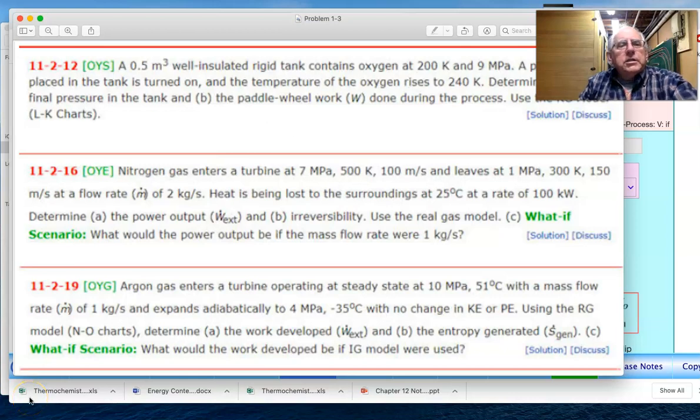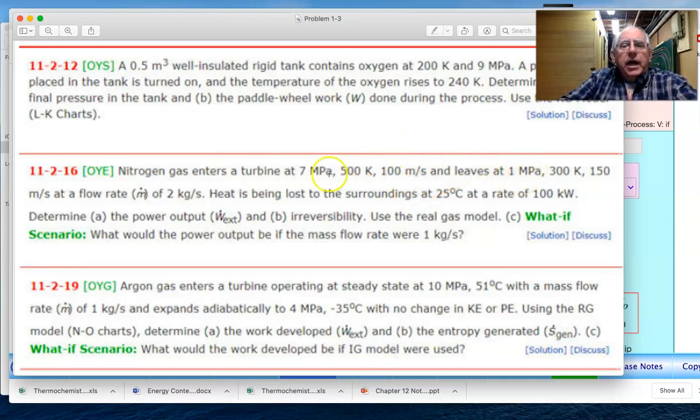Okay, now in this second problem, we now have nitrogen flowing through a turbine. And so we now have a flowing type of system, an open system. We have nitrogen gas coming in at a pressure and a temperature. It has a velocity associated with it, so there will be some kinetic energy.